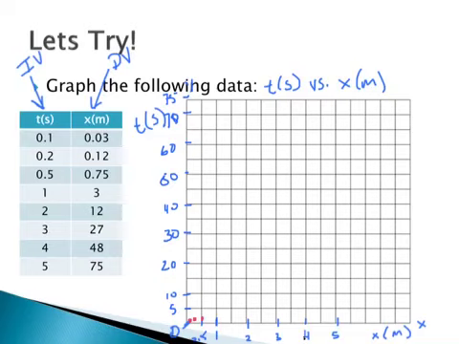Then I'm going to go to 1 and 3. So now we're moving up more. Then 2 and 12. Okay. Then we got 3 and 27. 4 and 48. So I follow 4 all the way up to 48. And lastly, 5 and 75. So that's going to be up there. Okay, so I plotted my points.